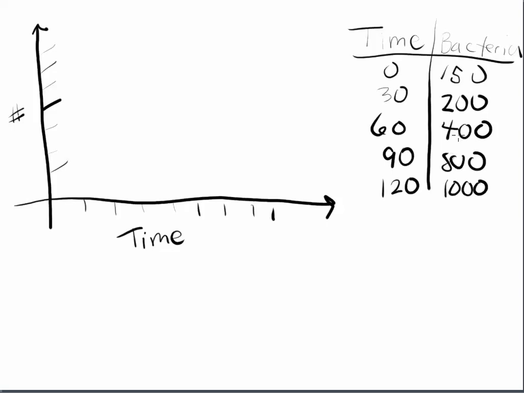So the first thing that you want to do is plot the data. So bacteria number versus time. And you want to go ahead and plot out your data. At time 0, we had 150. At time 30 minutes, we had 200. At 60 minutes, we had 400. At 90 minutes, we had 800. At 120 minutes, we had 1,000. And if we kept going, we would see the entire bacterial growth curve, all 4 phases.